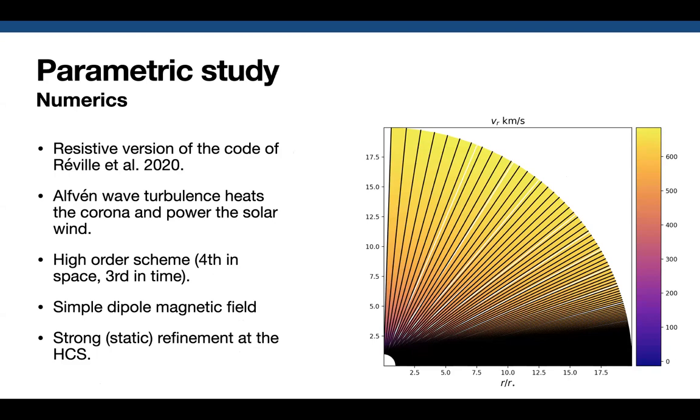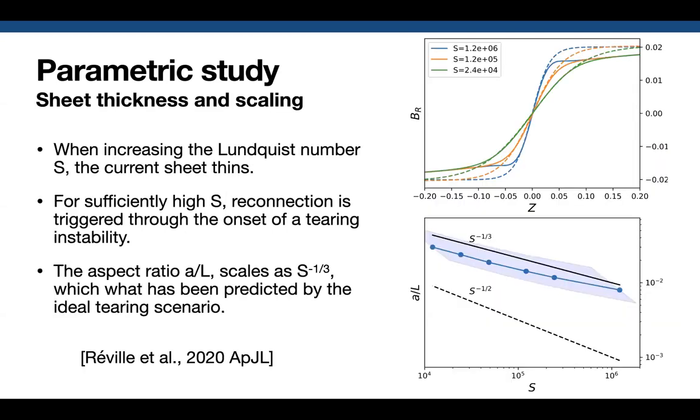And of course, we use a resistive version where we can control the Lundquist number. And the first thing we showed is actually that we do follow the thinning. I mean, the reconnection is triggered with an aspect ratio that is close to a scaling of S to the minus 1/3. And this is what you see here. You see the current sheet before the reconnection. So if the Lundquist number is low enough, there is no reconnection.